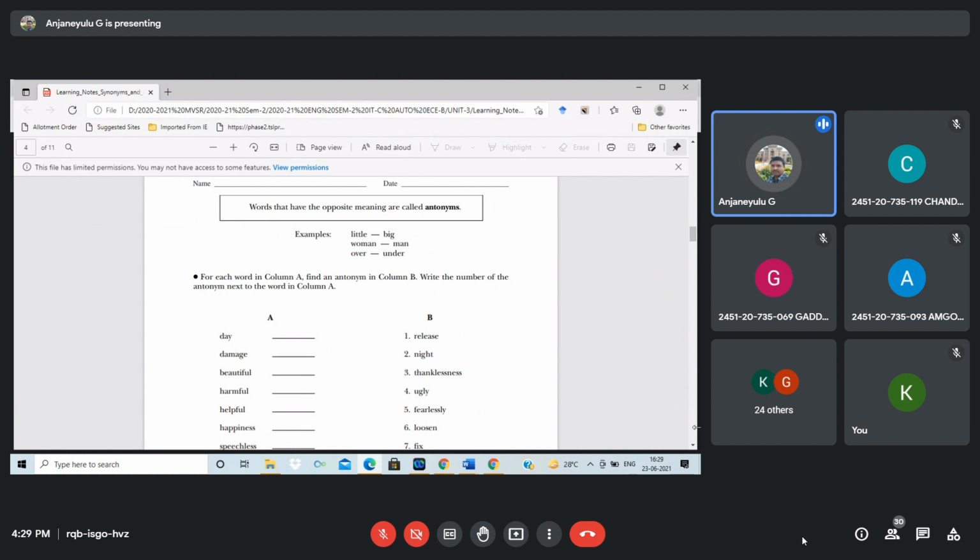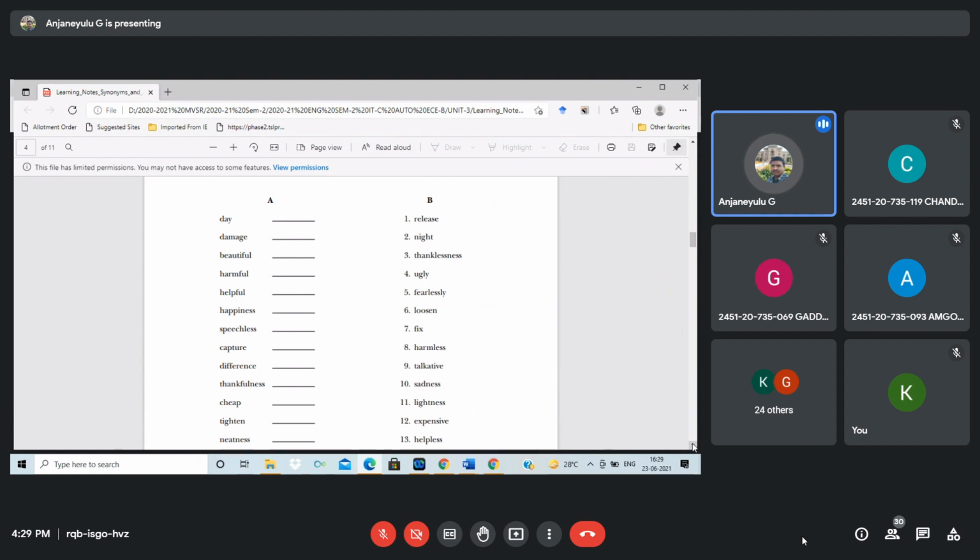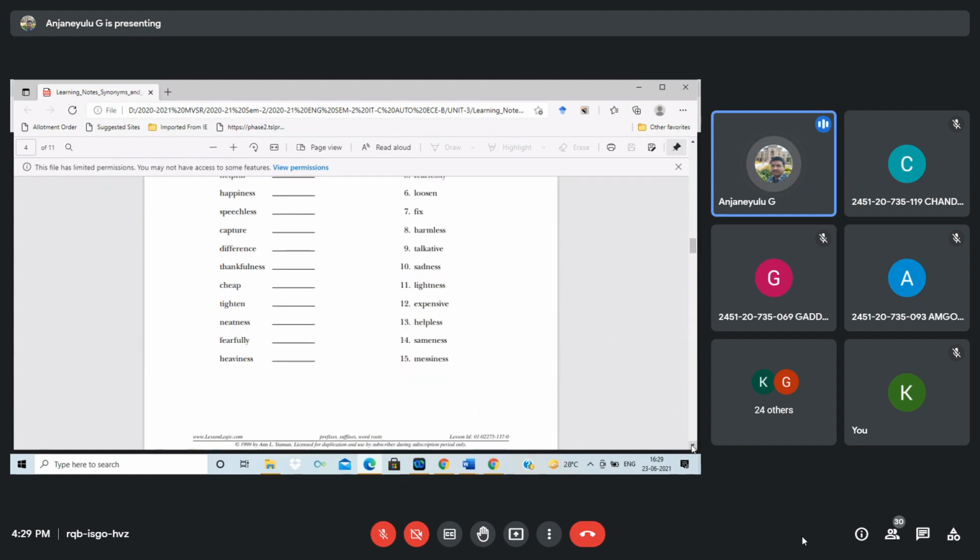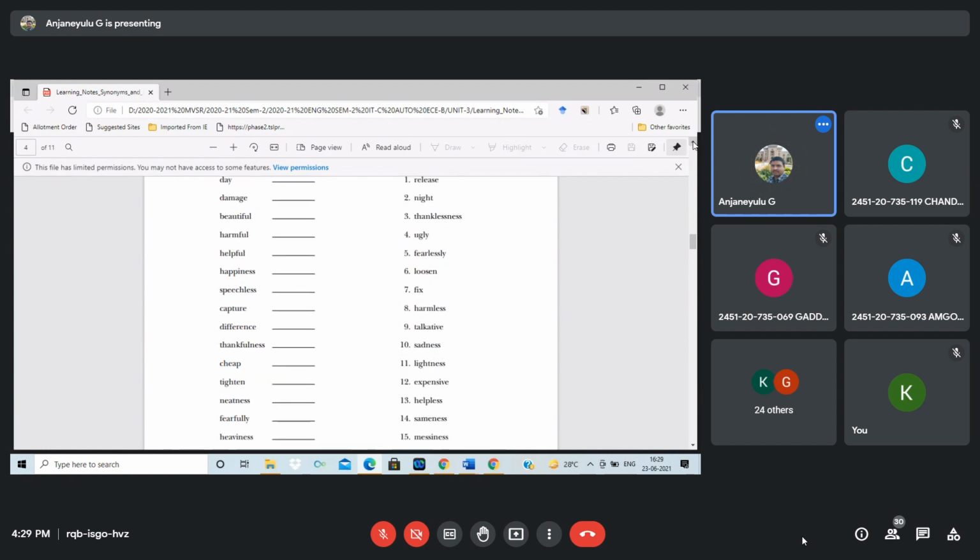So you know the general meaning, but how do you find the exact and appropriate antonym for that? This is very simple. If I ask you an example here, fearfully, tell me the antonym for fearfully. Fearlessly. Yes, fearlessly. Fifth one.